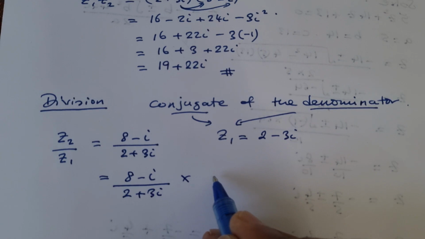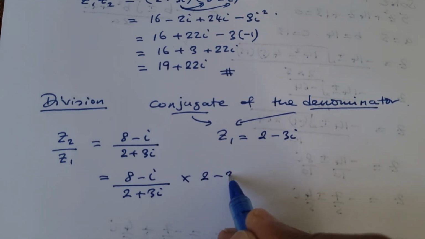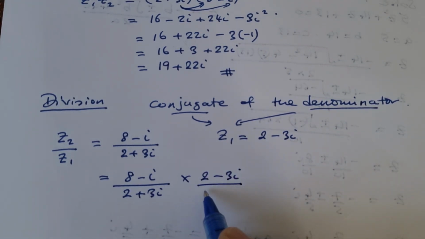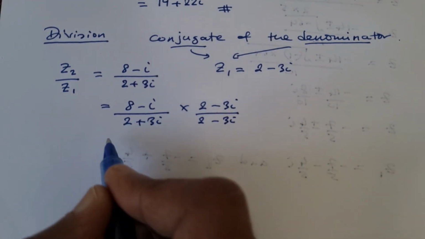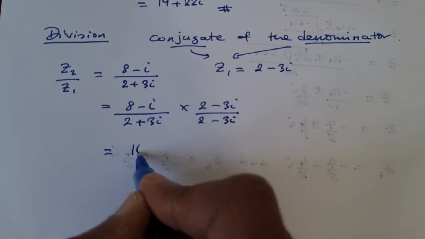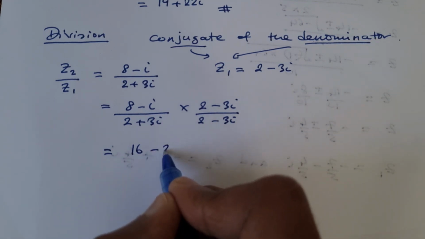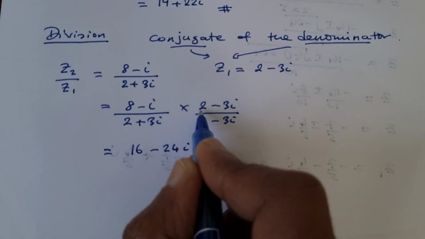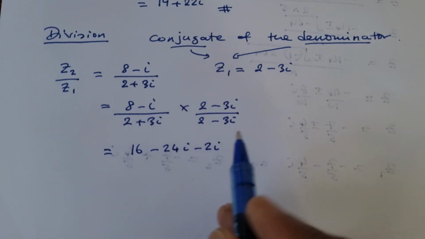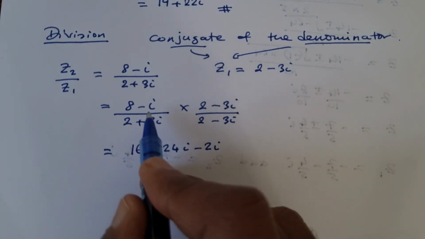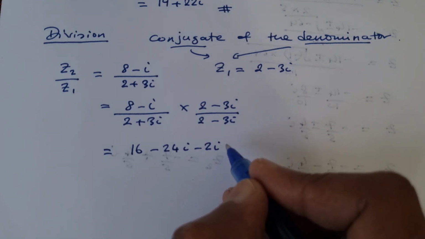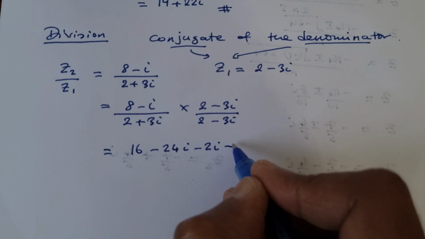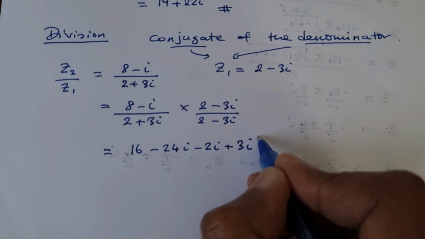So we multiply the numerator and the denominator by the conjugate of the denominator of this complex number, so 2 minus 3i. And let's perform our multiplication here. I've got the numerator. So 8 times 2 is 16, 8 times minus 3 is minus 24i, minus i times 2 is minus 2i, and I've got minus i times minus 3i is plus, so I've got then plus 3i squared.